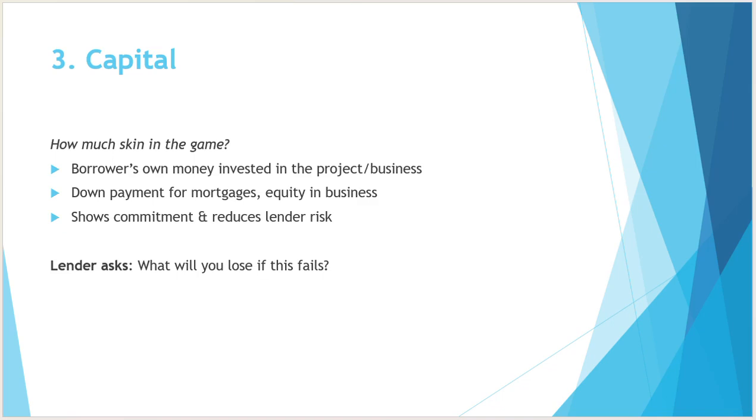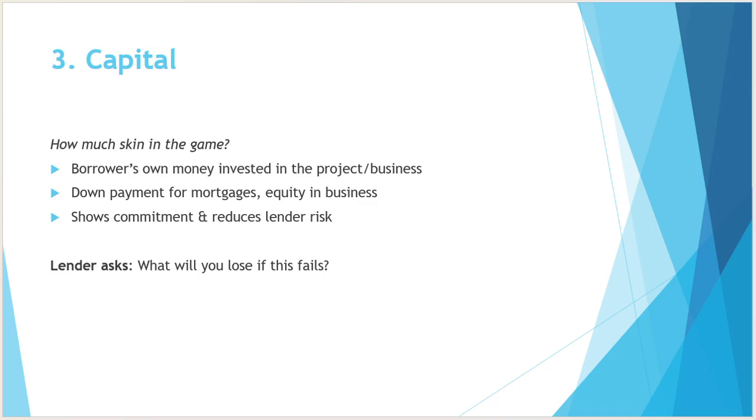lender. So the borrower's own money invested in the project or business, how much money is invested by the borrower, and how much future money is expected to come into the borrower's hand. So we will check that in the capital: the down payment for mortgages, equity in the business, the initial down payment or the equity share of that borrower. This shows the commitment and reduces the lender risk once we sanction or disburse the loan.